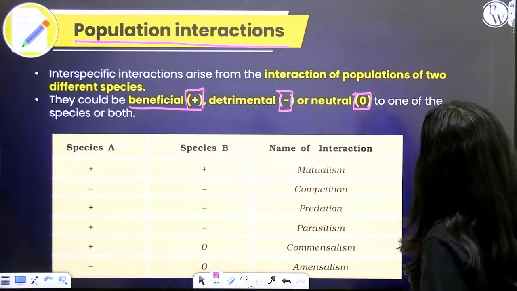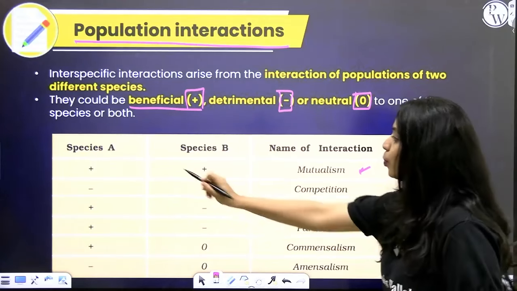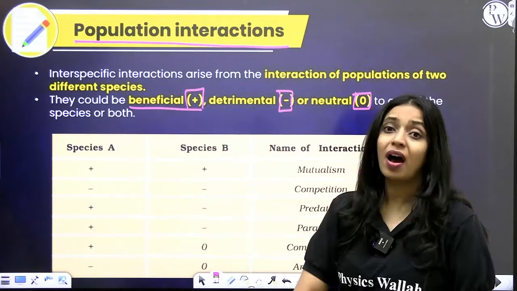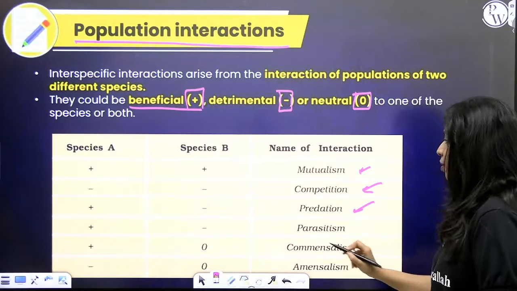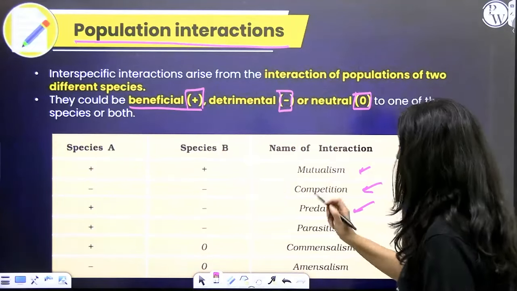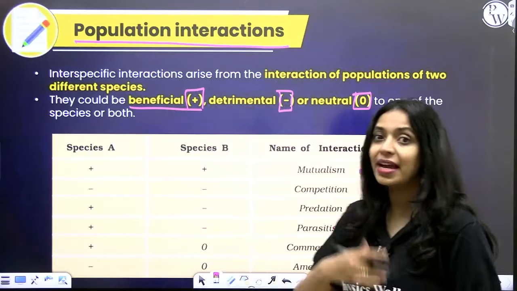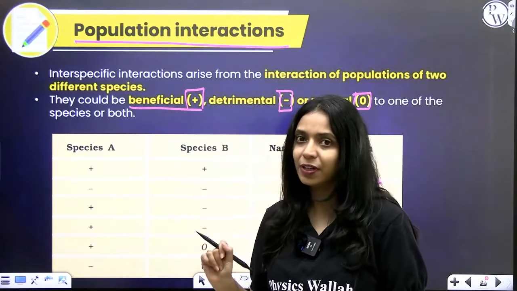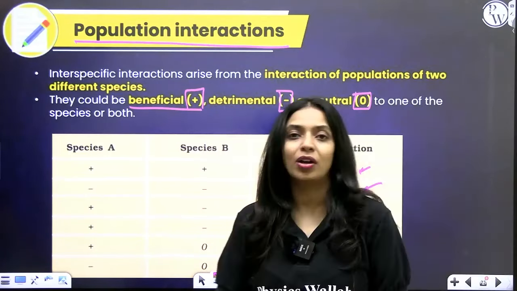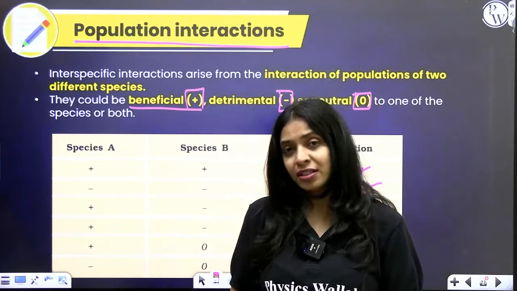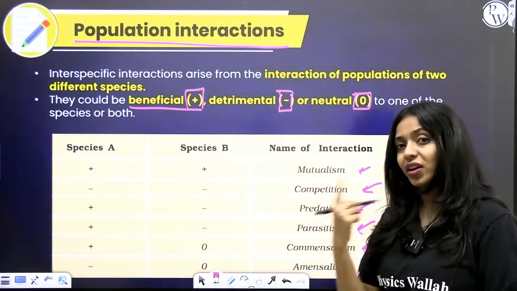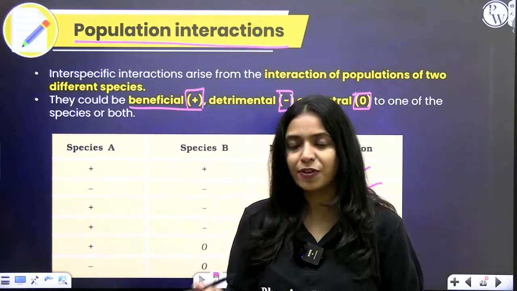For example, we have mutualism. In mutualism, both the interacting species are benefited. In competition, both of them are harmed. In predation, the predator gets the food and is benefited, the prey is harmed: positive, negative. Parasitism: the parasite derives nutrition from the host, the parasite is benefited, the host is harmed. So positive, negative. Commensalism: one of the organisms is benefited, for the other it is neither a benefit nor harm. So it is plus and zero. Amensalism is when one organism is harmed but the other one is neither benefited nor harmed.